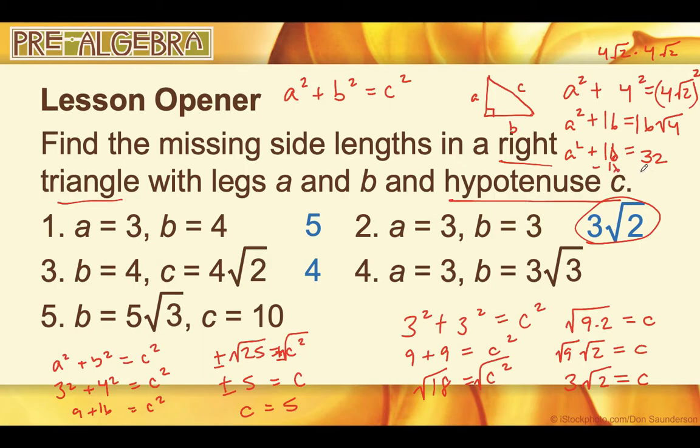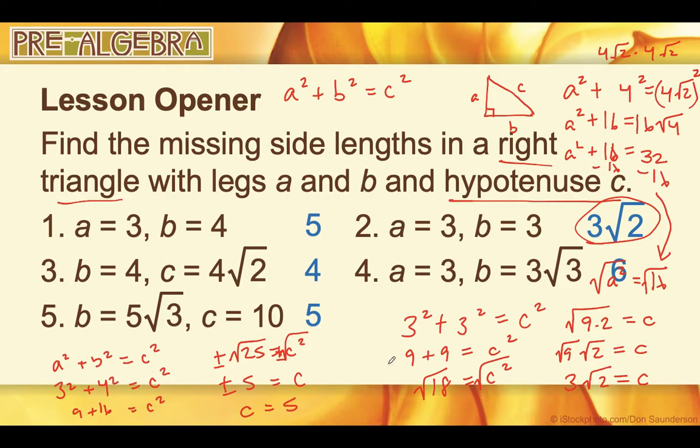Get a squared by itself, okay? So a squared is equal to 32 minus 16, which is 16. Take the square root of both sides. A is going to be 4. We didn't do number 4, but it is 6. And the answer to number 5 is 5.